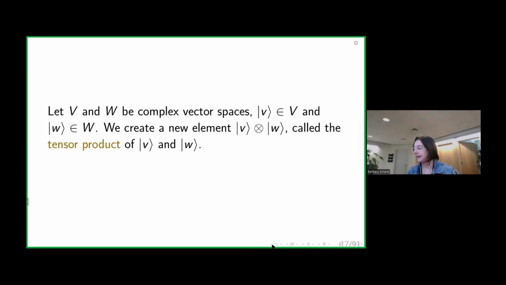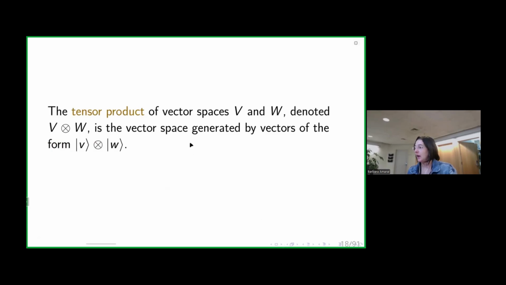Okay? Now we're going to impose some properties on the operation of taking the tensor product, and it's basically that it's linear in each entry. And the tensor product of these 2 vector spaces, which we'll denote this way, is just the vector space generated when we take all linear combinations of vectors of this type. Okay?